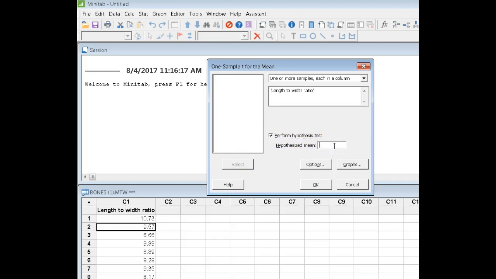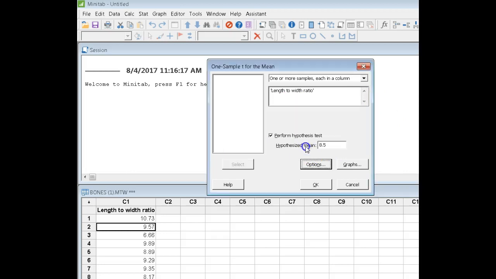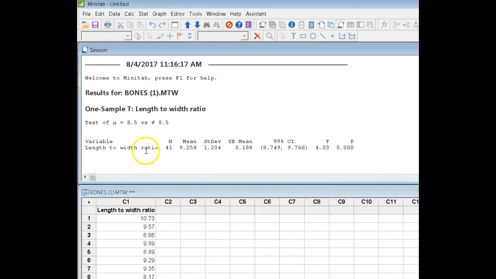I want to perform a test of hypotheses. I wanted to know whether the average length to width ratio of those bones was 8.5 or not equal to 8.5. And because we're also interested in the confidence interval and we're asked to get a 99, I need to change the confidence level. Click OK and say OK. And pay attention to what you have.